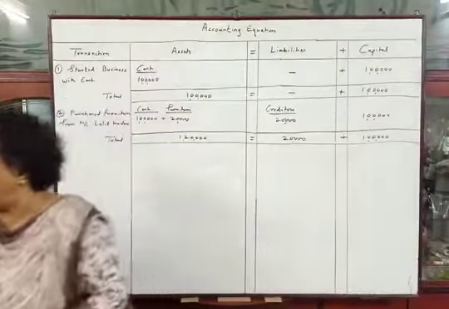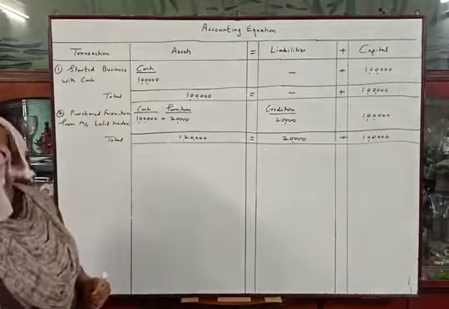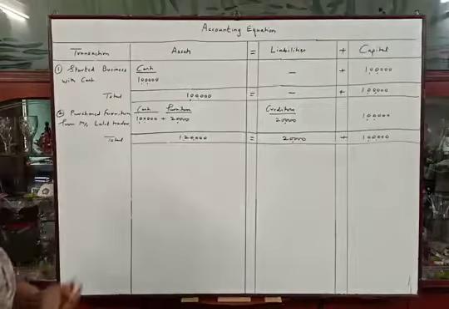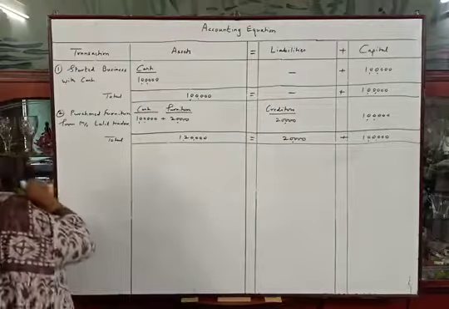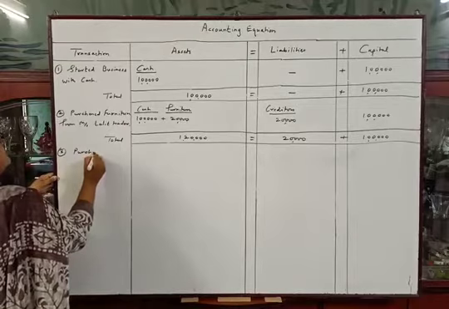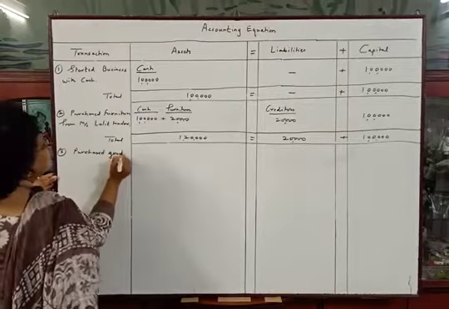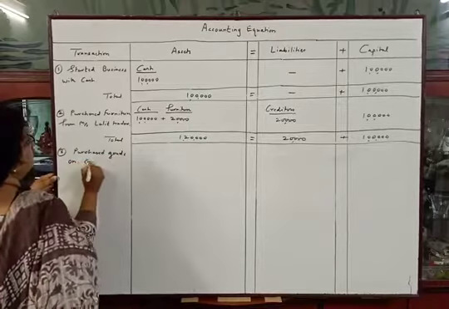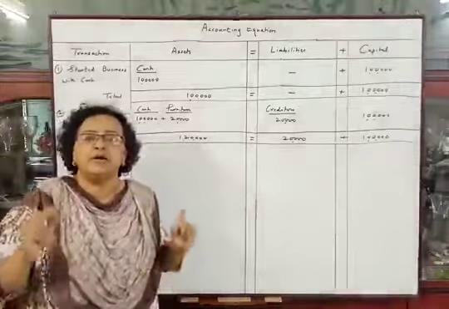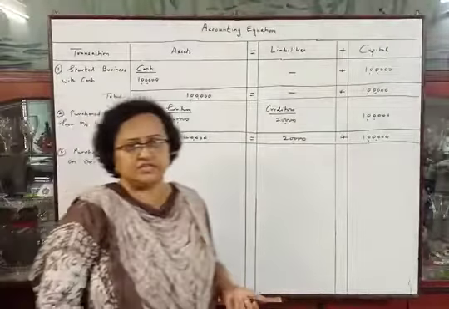Okay. Now the next transaction. Next transaction is purchase goods on credit from Amit rupees 10,000. Purchase goods on credit. So third, purchased goods on credit. Okay, purchase goods on credit from Amit rupees 10,000. Now again this is a credit transaction.